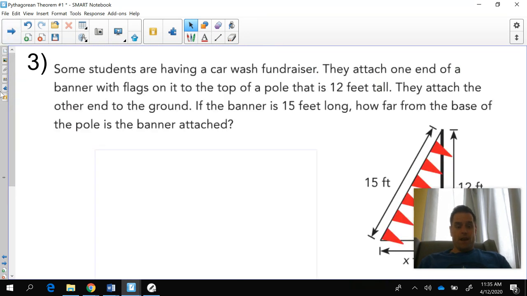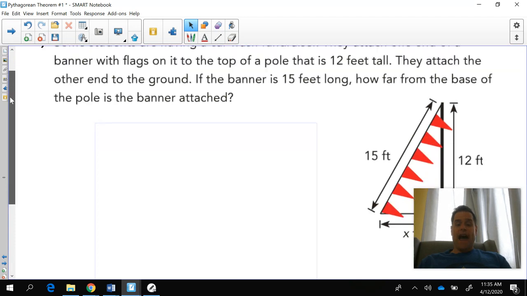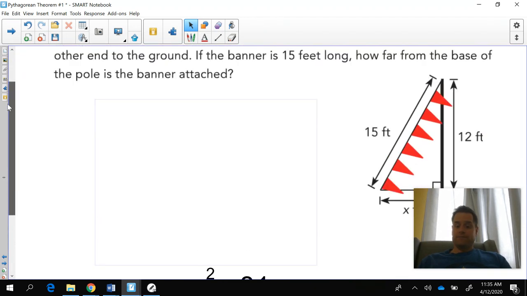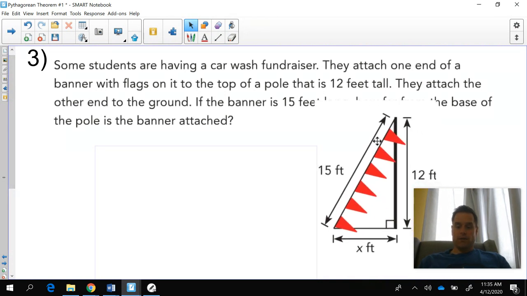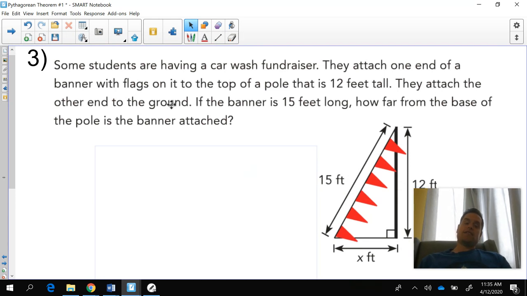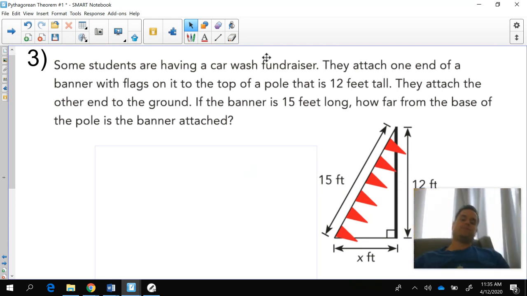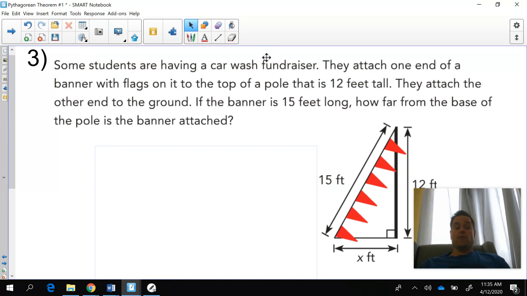So what happens when you don't have a leg and you have everything else? I'm going to try to move this around so you can see it better. Not my face. There we go. Let's put it right there. It says some students are having a car wash fundraiser. They attach one end of a banner with flags on it to the top of a pole that is 12 feet tall. They attach the other end to the ground. It says if the banner is 15 feet long, how far from the base of the pole is the banner attached?